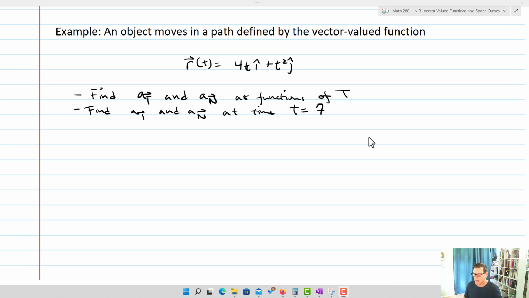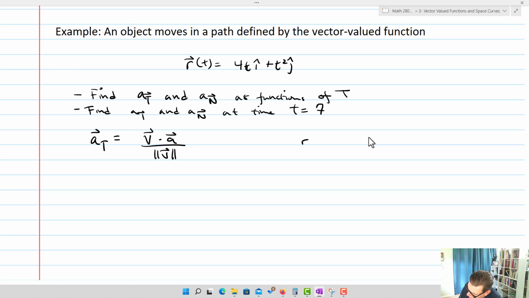All right, so we'll start out, and what we need is a_T. We're going to define a_T as v dotted with a, divided by the magnitude of v. And the reason why we'll do that is that's probably just the easiest way to go about this.